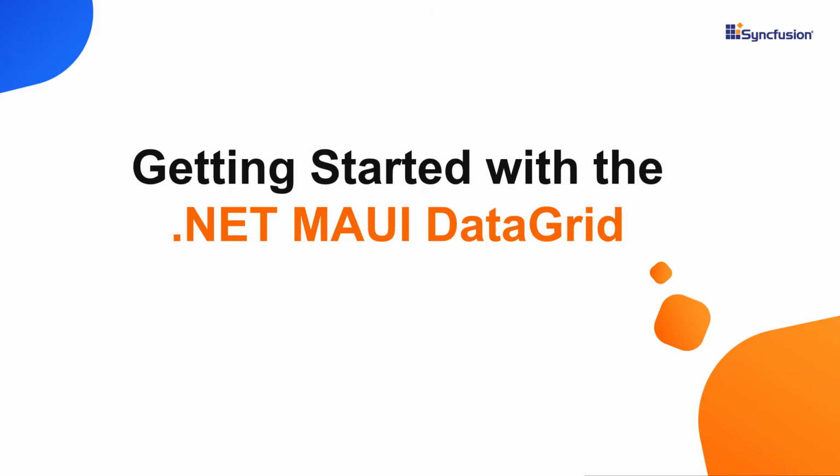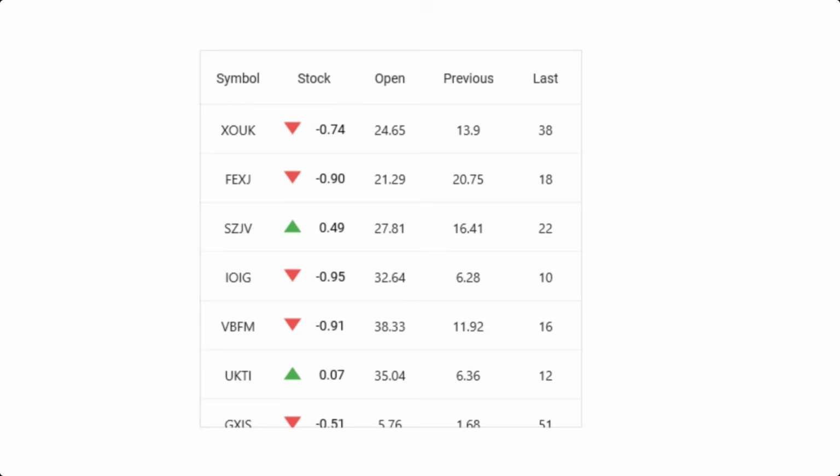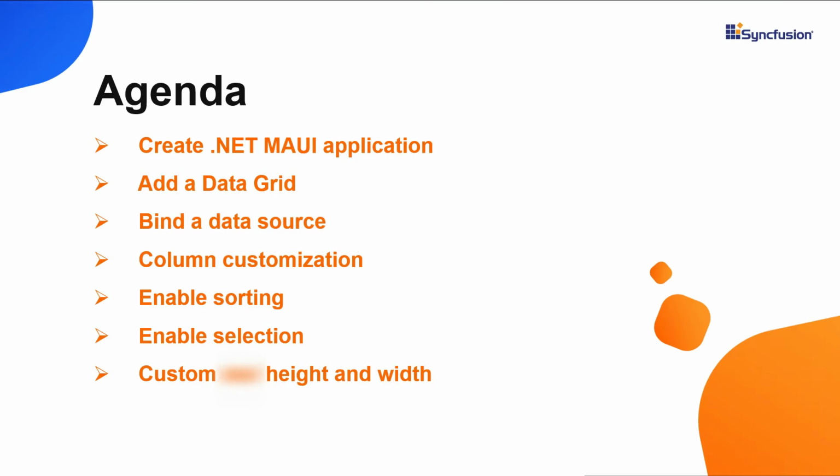Hi everyone, welcome to this tutorial on how to get started with the .NET MAUI DataGrid control. Using Syncfusion.Maui DataGrid control, you can display data in a tabular format. In this video, I'll show you how easy it is to add the Syncfusion DataGrid control to your .NET MAUI application and bind data to it. I'll also show you how to customize the grid by defining columns, enabling sorting, and enabling selection, among other things.